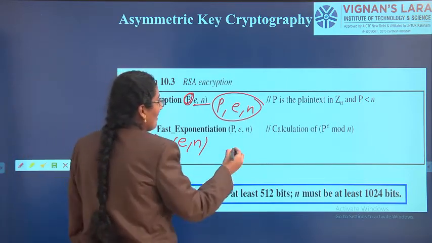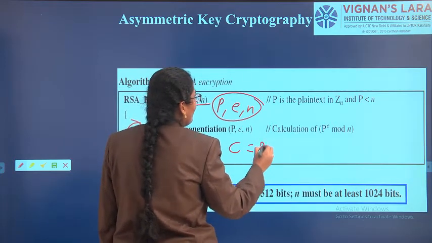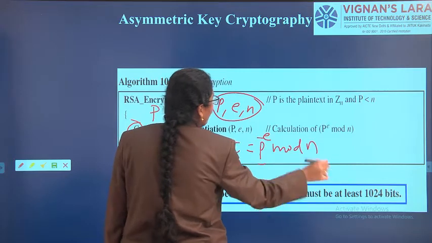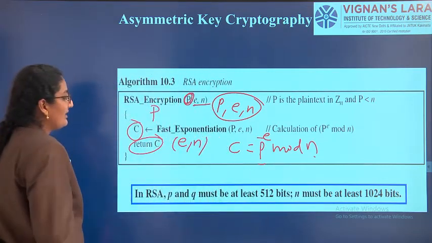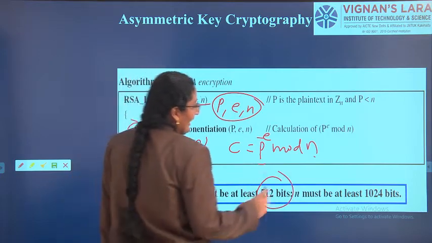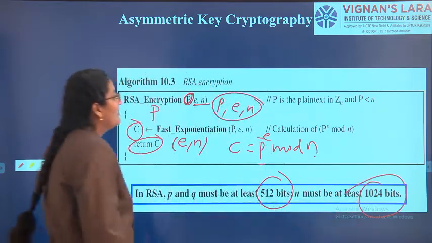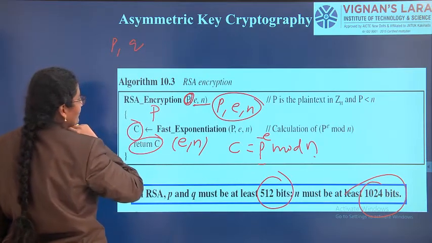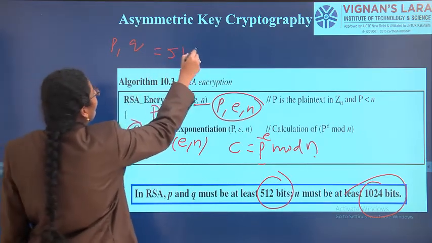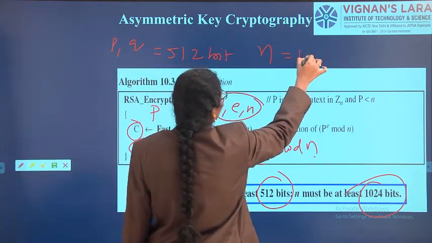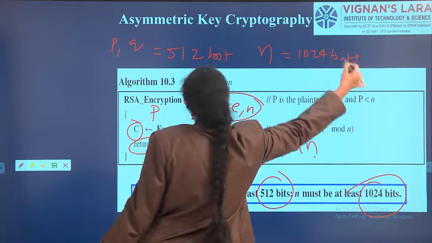So what is the formula? You want the ciphertext, so plain text to the power E mod N, where you know all the values of P, E, N. One more important thing you should remember here: P and Q must be 512 bits and N must be 1024 bits. P should be a large prime number, Q should be a large prime number, and the size of each should be 512 bits. N is an integer, and the size of N should be 1024 bits.